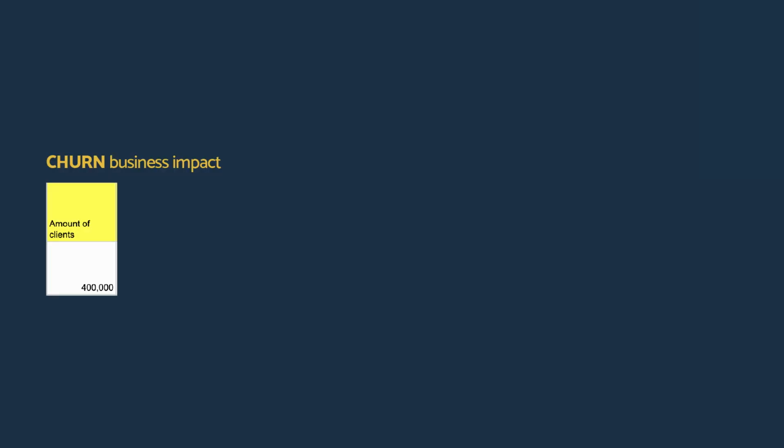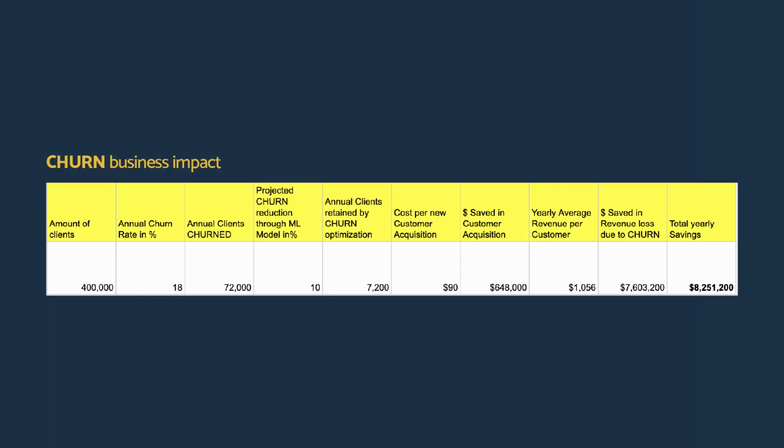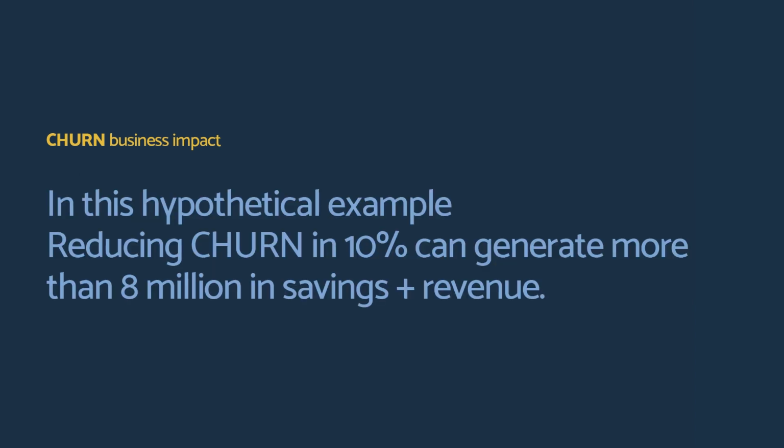And let me give you a little number here. So we did this for this company, and imagine you have 400,000 customers, and you have a churn rate of 18% a year. That means 72,000 customers yearly leave your company. We reduced that 18% by 10%, and the savings plus additional revenue was more than $8 million a year. So churn is really, really important when you are in the subscription-based business model.